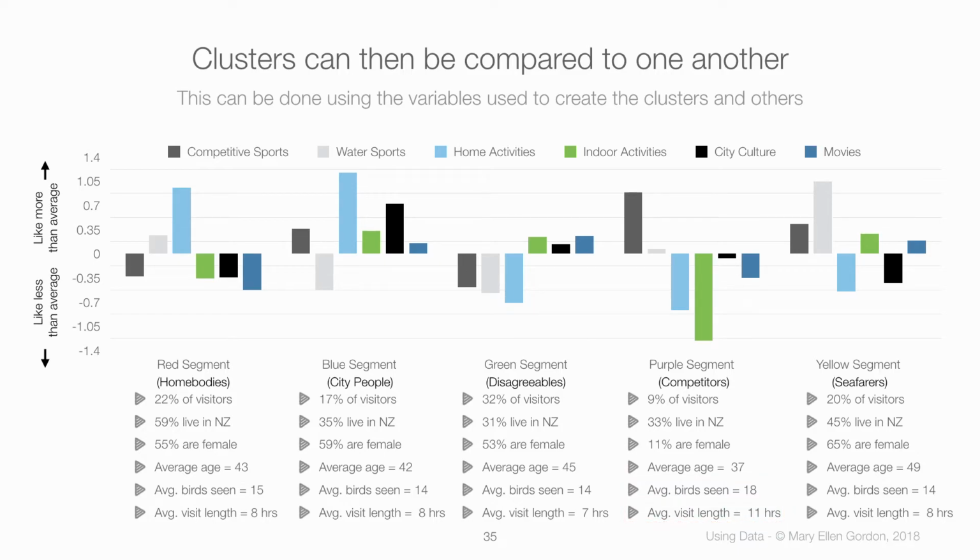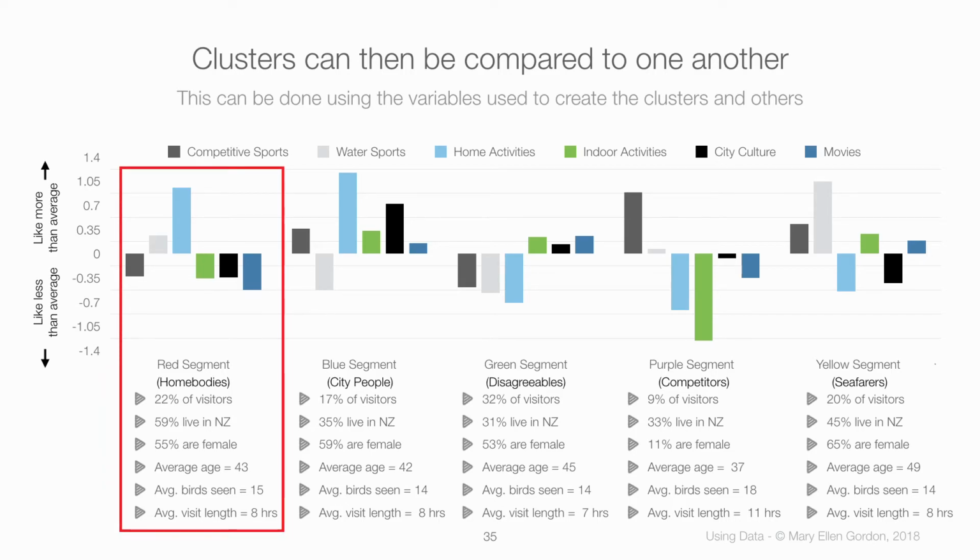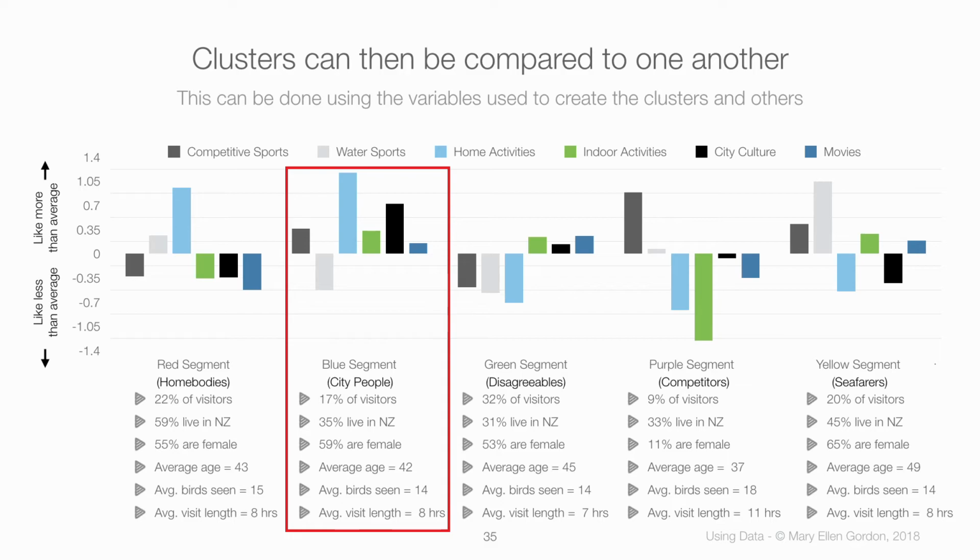Based on these characteristics, both those that were used to form the clusters in the first place and additional comparisons like we've shown here, are often used to give the clusters a name that makes them easier to remember than something like just a number or a color. And so I've called those in this first grouping homebodies because they're very interested in home activities, but not a lot of other things. Where I've called the people that were in the blue segment city people because they like home activities, but they also like city culture.